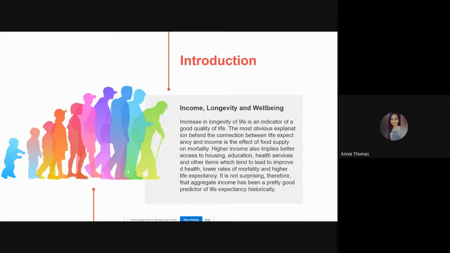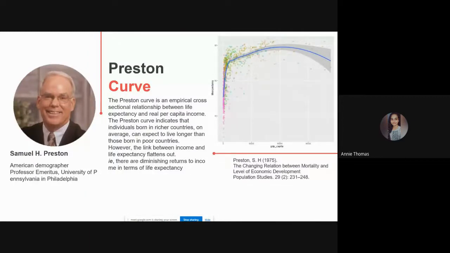Moving on. The Preston Curve was named after its founder, S.H. Preston, Samuel Holland Preston, in 1975. He is an American demographer and sociologist, and one of the leading demographers in the United States. Preston's study analyzed data from three different decades, the 1900s, 1930s, and 1960s. So basically, what is the Preston Curve? The Preston Curve is an empirical cross-sectional relationship between life expectancy and real per capita income.